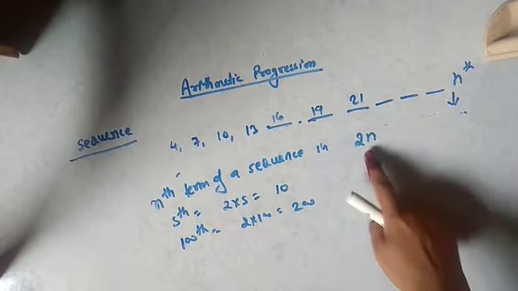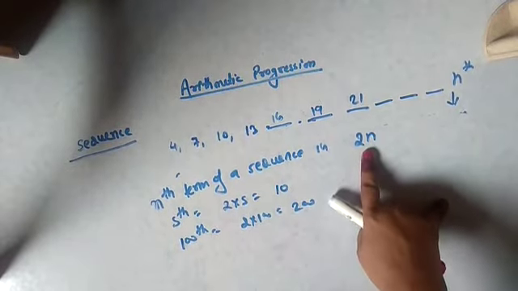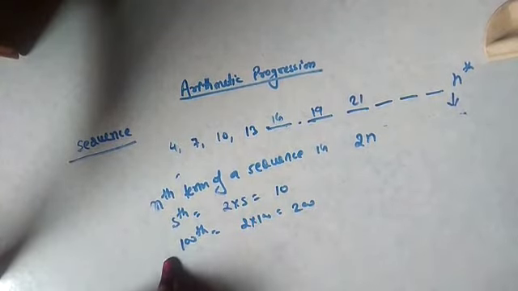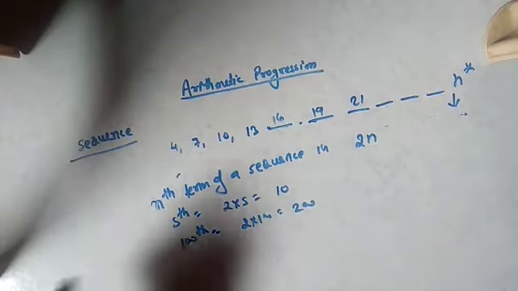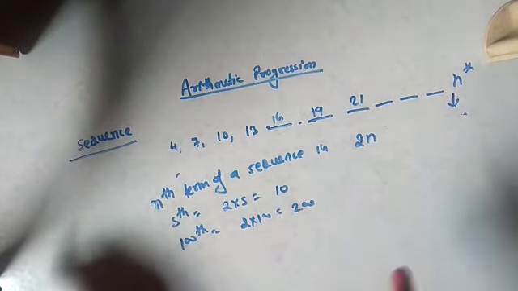So see, if you know the nth term of any of the sequence, you can find out any number at any position with the help of this nth term very quickly. You don't have to follow the sequence.